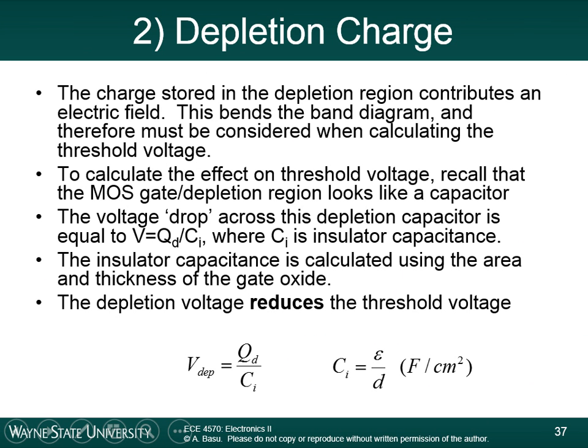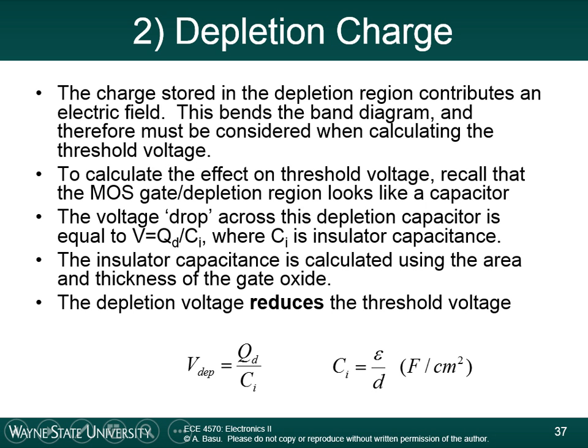All right, D is the thickness of the oxide. So this is what you calculated in your homework: epsilon of the oxide divided by the thickness of the oxide. The epsilon is equal to the relative dielectric constant of the oxide, 3.8, multiplied by the vacuum dielectric constant, epsilon 0, which is 8.85 times 10 to the negative 14. So the depletion charge is equal to the QD divided by CI.